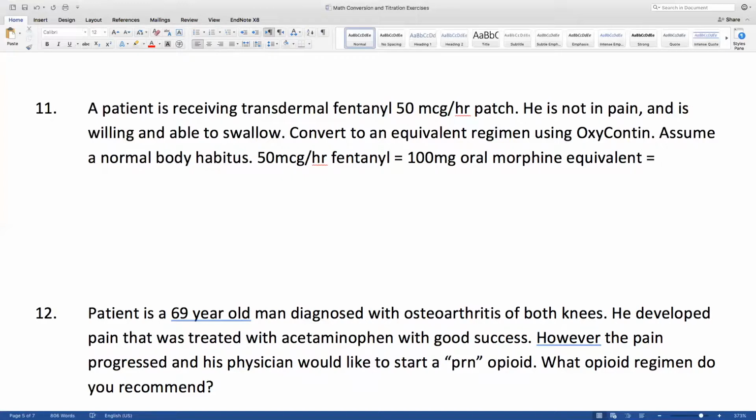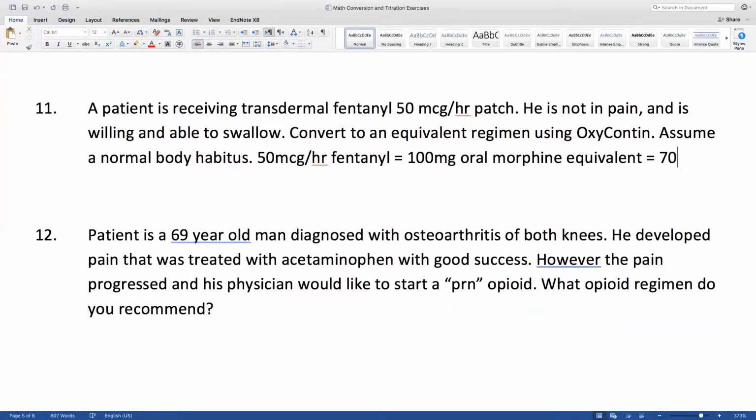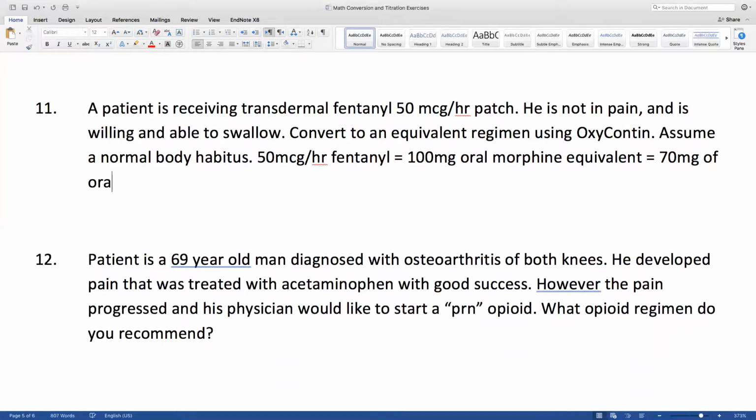Okay, now we got to go to oxycodone. How much oxycodone is 100 milligrams of morphine, roughly? We're going to use, so let's do 70. I'll show you why. So 70 milligrams, what the heck? 70 milligrams of oral oxycodone daily.